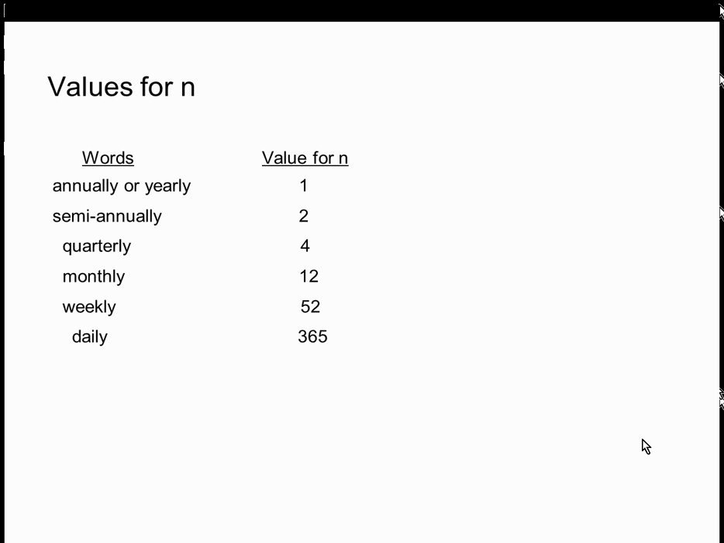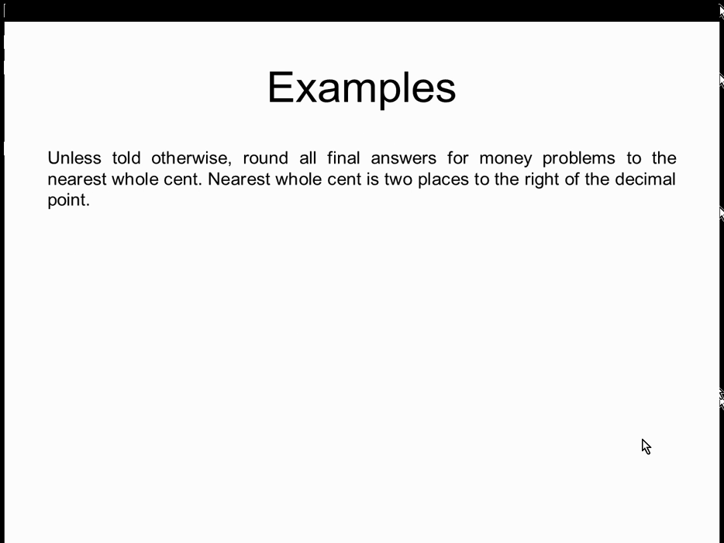And remember, money is classically rounded to the nearest whole cent. That's 2 places to the right of the decimal point. Occasionally, you'll be told to round to the nearest whole dollar, so read the directions carefully to see which one you're supposed to do. Unless told otherwise, round all final answers for money problems to the nearest whole cent. Nearest whole cent is 2 places to the right of the decimal point, so on your calculator, you could set your float to 2.